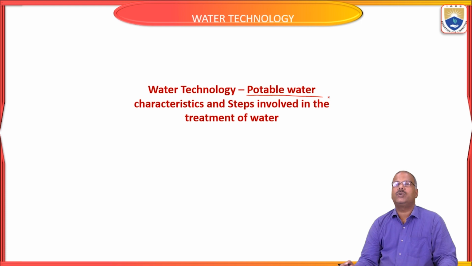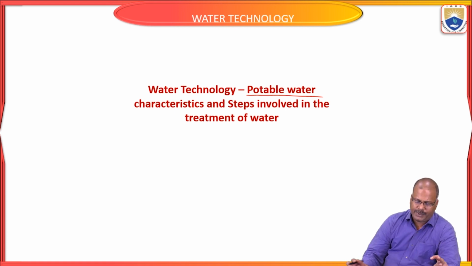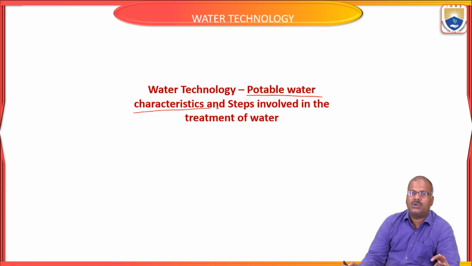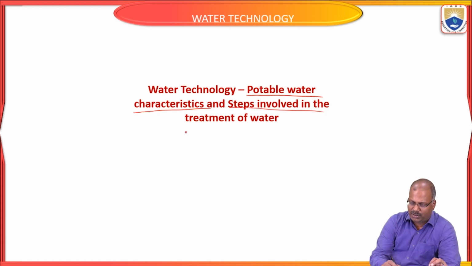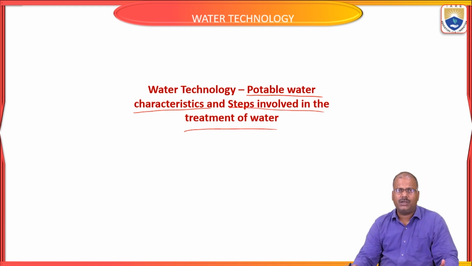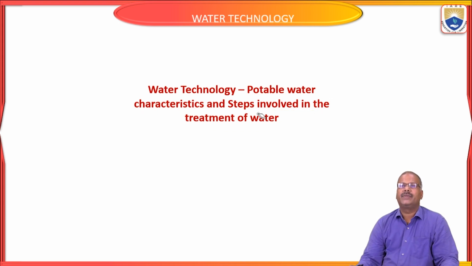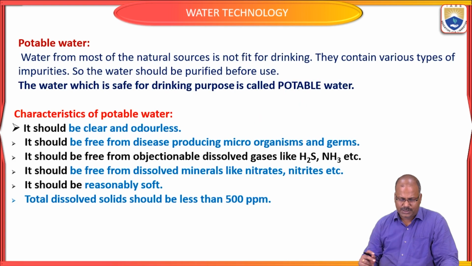Today in this video, we will see more in water technology regarding potable water. What is potable water? Potable water is the one which is safe for drinking purposes. What are its characteristics? Potable water should have what characteristics? And what are the steps involved in the treatment of water so that it is safe and ready for drinking purpose? Basically, this is what they follow in the municipal water supply. So we will continue seeing this about potable water.